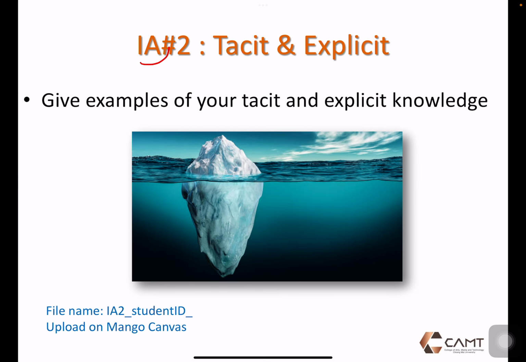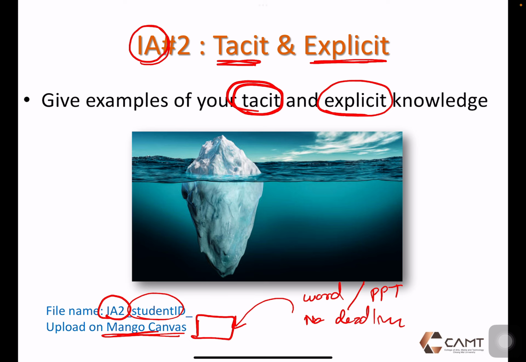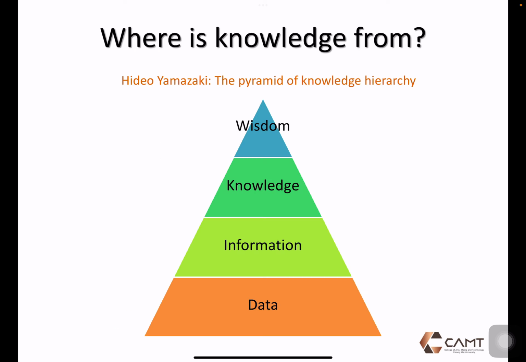So this is individual assignment number 2. Please explain and give examples of your own tacit knowledge and your own explicit knowledge. I'm going to create a folder for you to upload your activity into Mango. Don't forget to sign your ID and the assignment number. You can write in Word or PowerPoint. There is no deadline yet, but I'm going to set it in Mango Canvas.